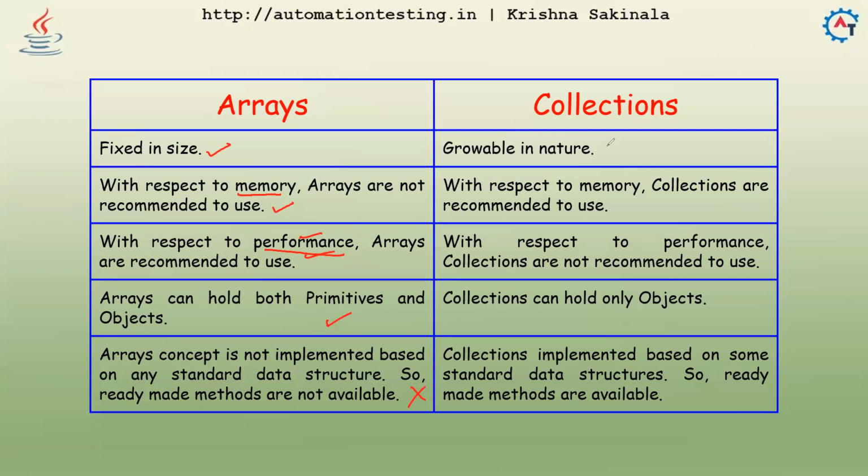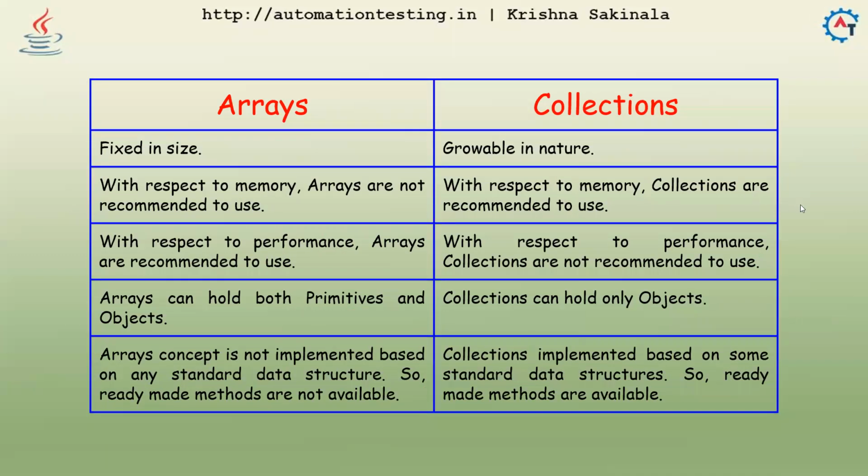Collections are growable in nature, so you can increase the size dynamically at runtime. With respect to memory, collections are recommended. With respect to performance, collections are not recommended, the opposite of arrays. Collections can hold only objects, whereas arrays can hold primitives and objects. Collections are implemented based on some standard data structure, so ready-made methods are available. That is the basic difference between arrays and collections.